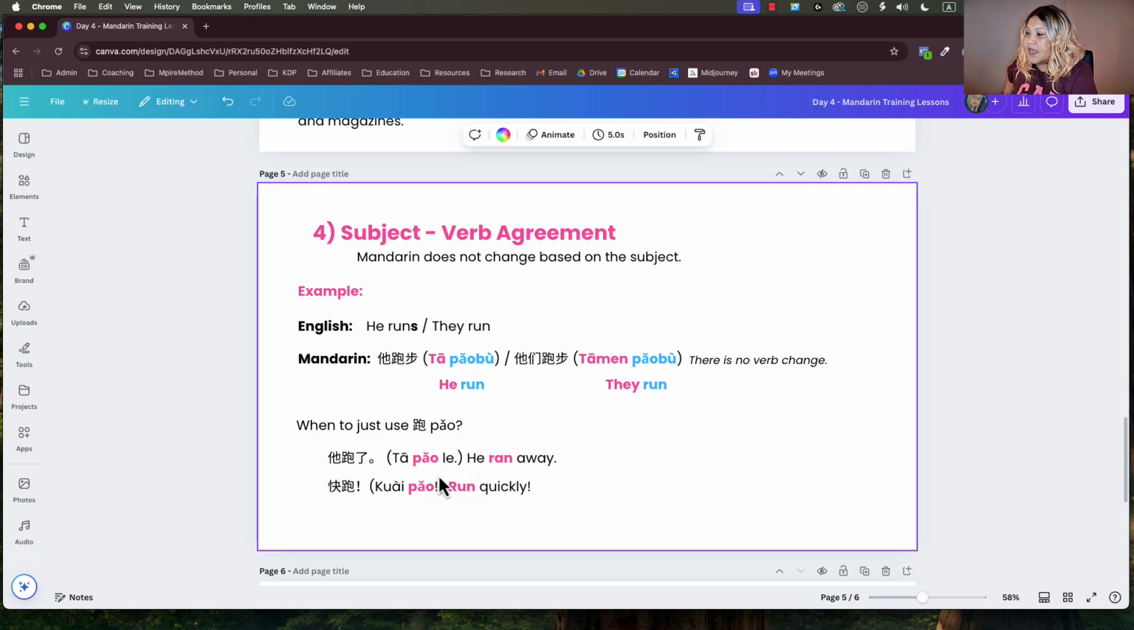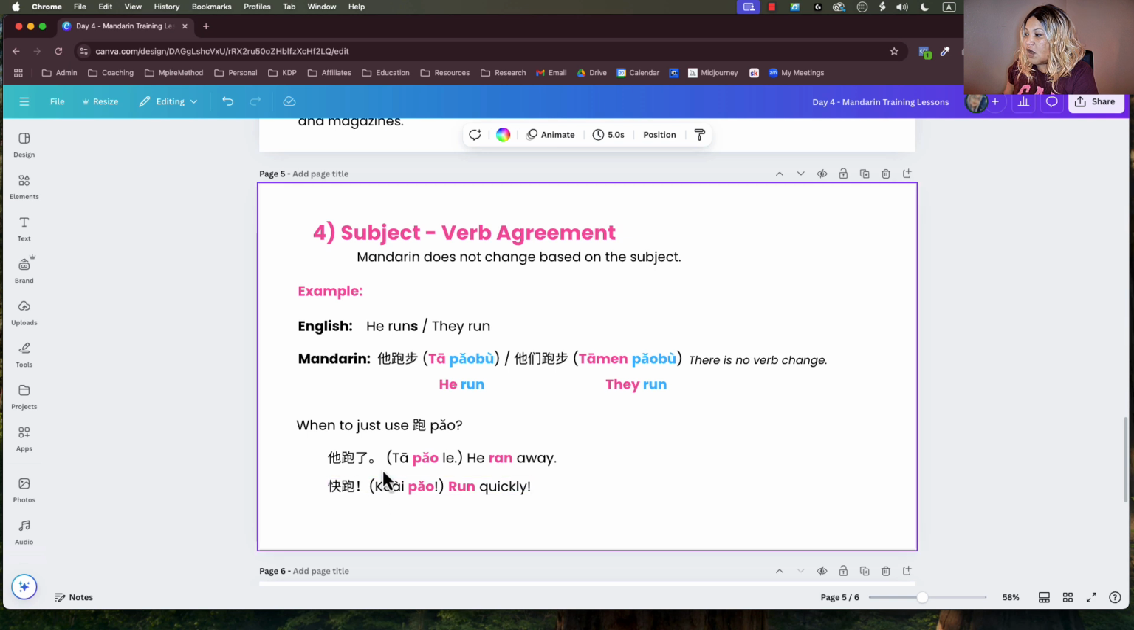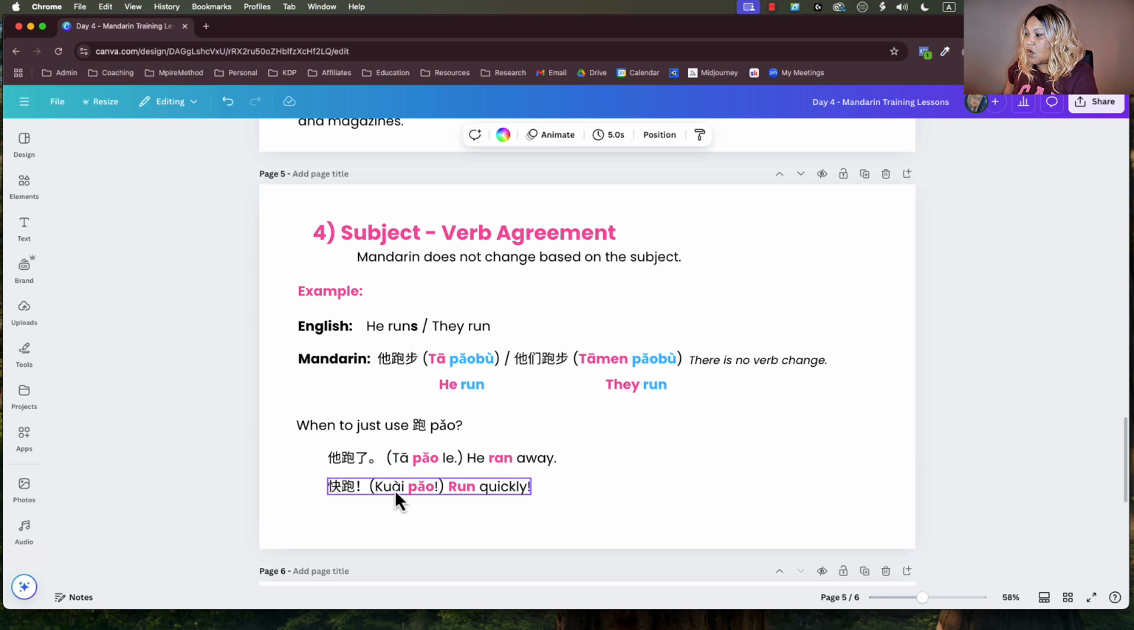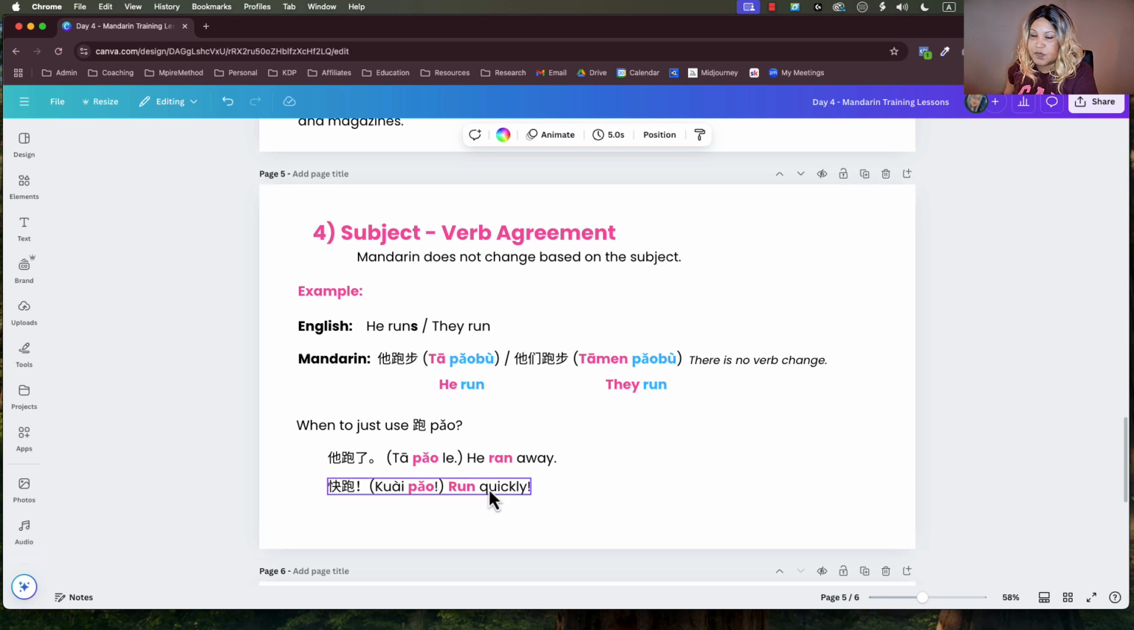So they gave me some examples. So I got some examples here. So it says, ta pao le, he ran away. Okay. Ta pao le, he ran away. So it'd be like kuai pao, run quickly. So you've got this quickly, which is an adjective in front of the verb. Okay, so the quickly or the adjective comes first. So quickly run, which means run quickly.